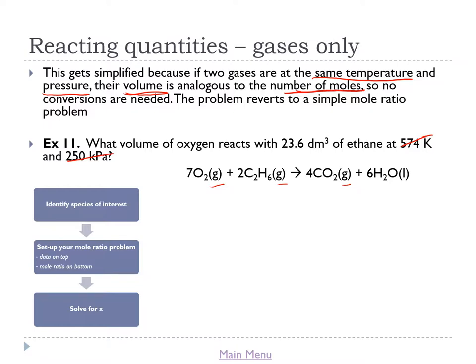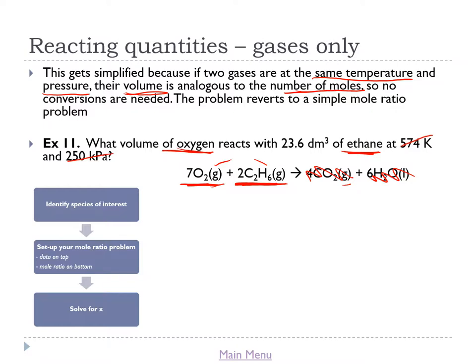So with our mole ratios, we identify the species of interest. It says what volume of oxygen, so we've got oxygen there, O2, reacts with 23.6 decimeters cubed of ethane. So that's ethane, so that there is our ethane. So the carbon dioxide there and the water there can be ignored. Okay. So we're only looking at gases, therefore the temperature and pressure can be ignored.